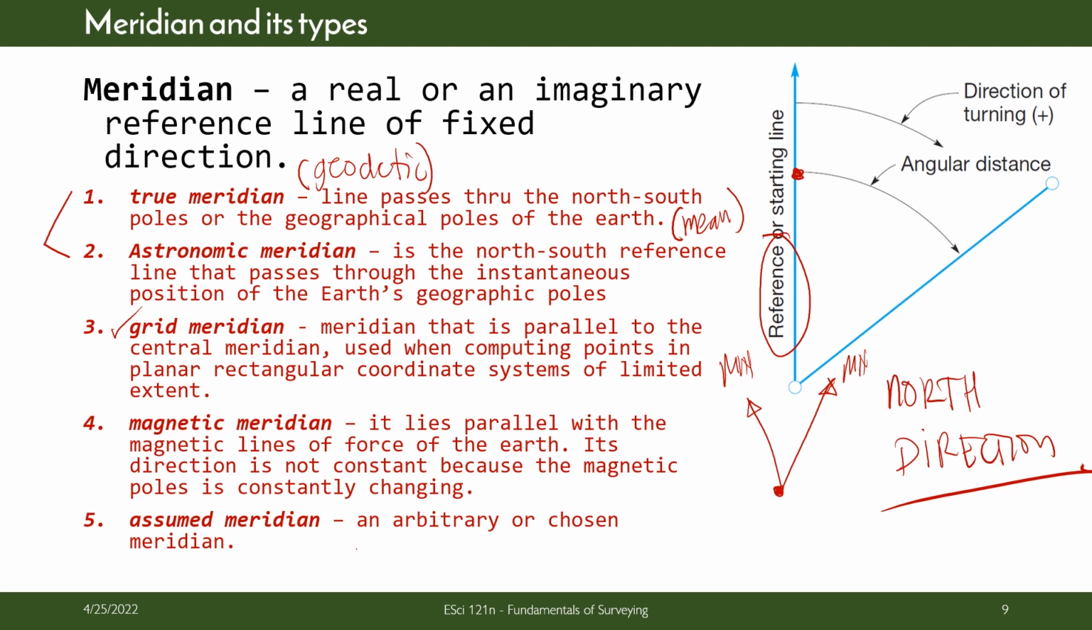Then next we have the assumed meridian. When we say assumed, it's an arbitrary or chosen meridian, meaning you are just assuming this is the north, maybe for you to start your survey in case you don't have a compass or any device that can determine the correct meridian, such as the first four.